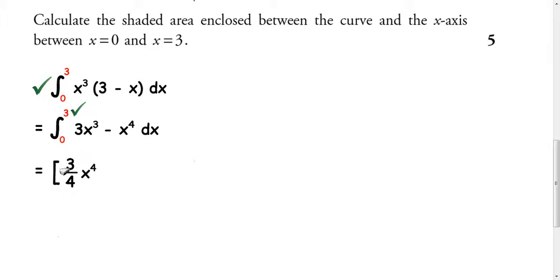3/4. Put this in square brackets. Add 1 to the power and divide, so that's going to be a fifth, x to the power 5, and then put your 3 and your 0 in. So we're at 3 out of 5 at the moment.